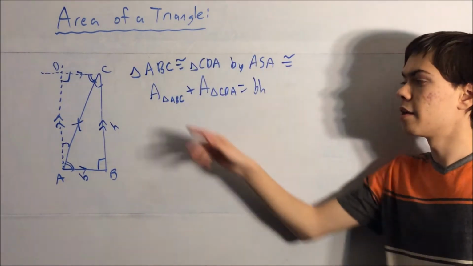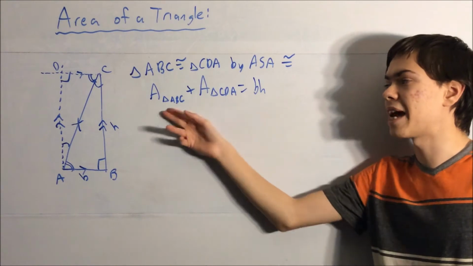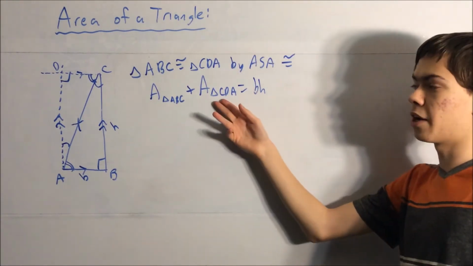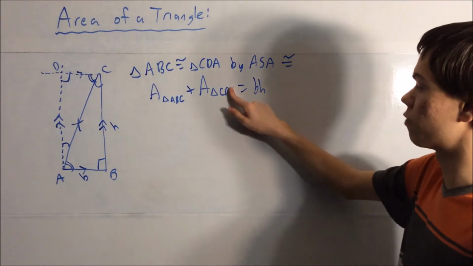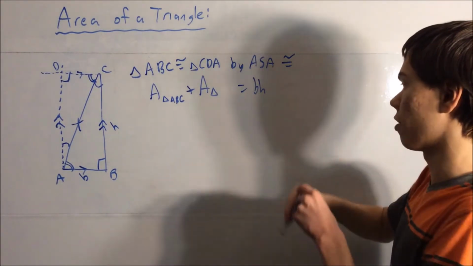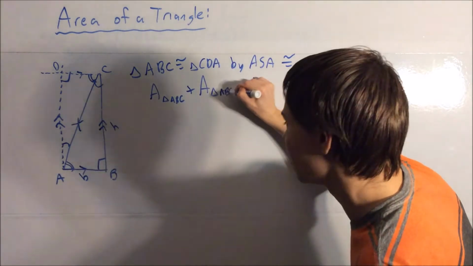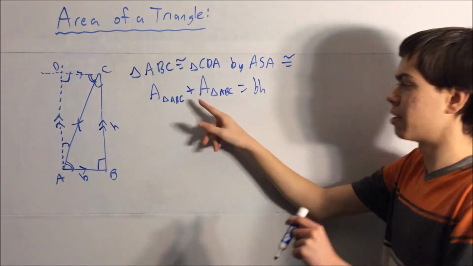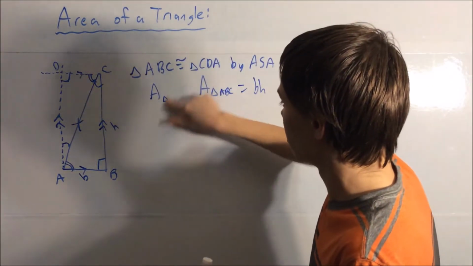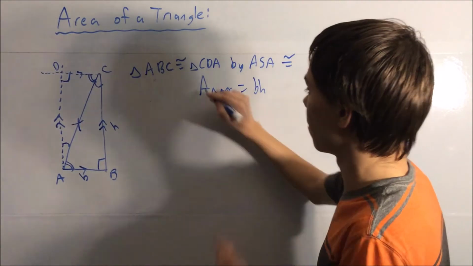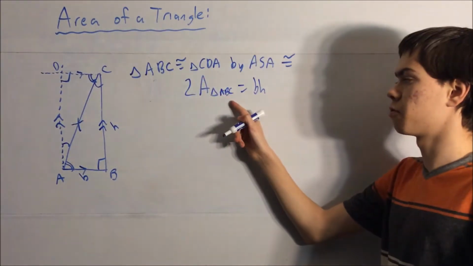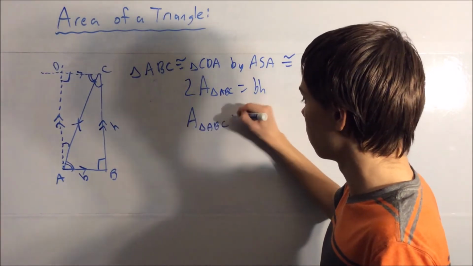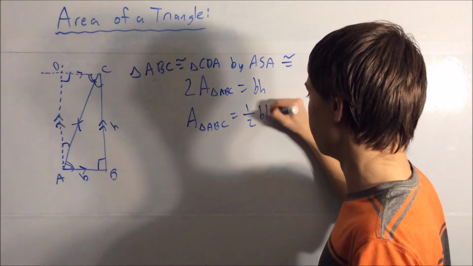Another thing, these areas are the same exact value. So that means the area of triangle ABC is equal to the area of triangle CDA. So I can replace the area of triangle CDA with the area of triangle ABC because they're the same thing. They have the same area. And if I were to add these two things together, it's really just combining like terms, and you get 2 times the area of triangle ABC. And we just divide 2 on both sides, and you get 1/2 BH.